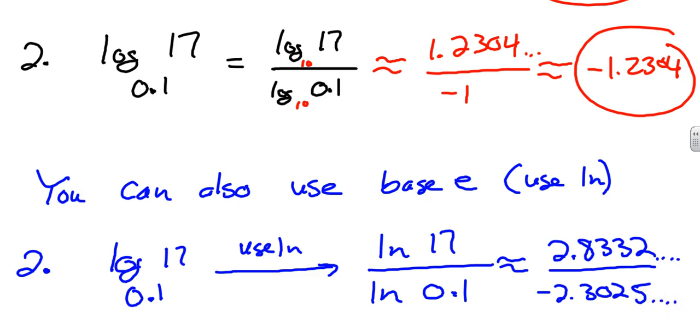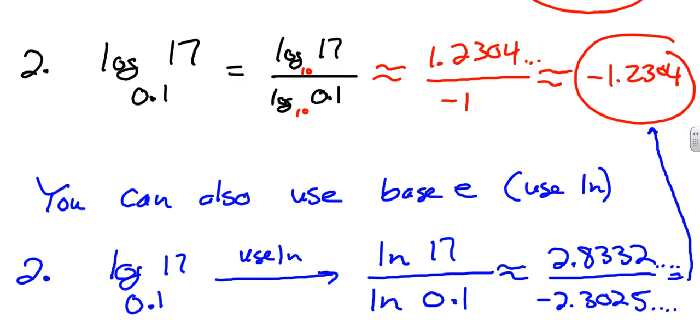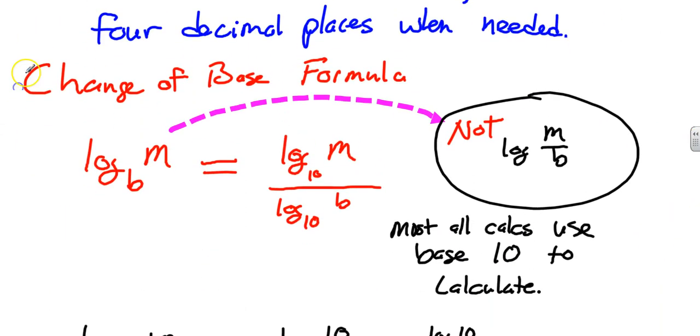Okay, but here's kind of the neat thing with this one. If you divide those two numbers, the answer is going to be negative 1.2304. And what they're kind of showing you is, okay, you can take these numbers and rewrite it any way you want to. So you can rewrite it with log base 10 to use your calculators, or you can even do it with log base E and still use your calculator. Because you can rewrite these problems up here any way you want to with any base that's here.